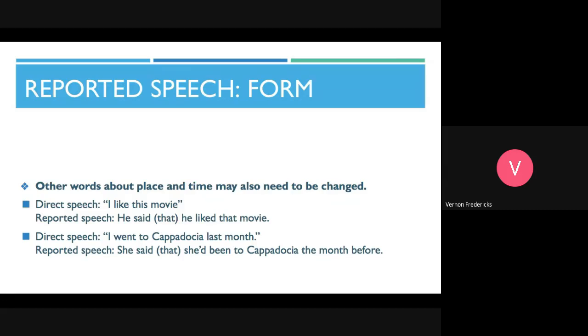Direct speech, sentence number 2, I went to Cappadocia last month, that is past simple. Reported speech, she said that she had been to Cappadocia the month before. Past perfect. So there you can see present to past, past to past perfect. And we sometimes have to change the time and the place as well.